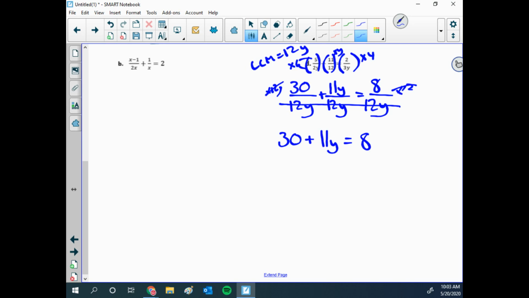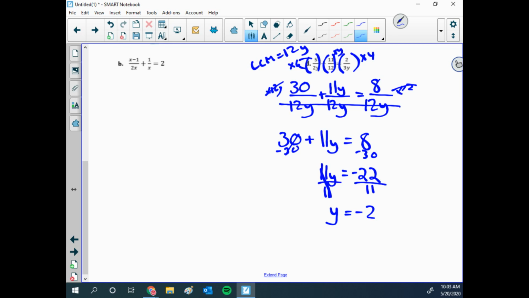Okay, so then I'll just solve for my remaining variable of y. So I will move the 30 to the other side, so subtract 30 from either side because it's an equality. So 11y equals 8 minus 30 is a negative 22. And to get y by itself, my last step would be to divide by 11. So y equals negative 2.